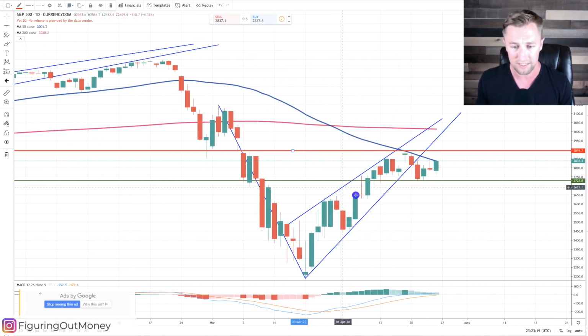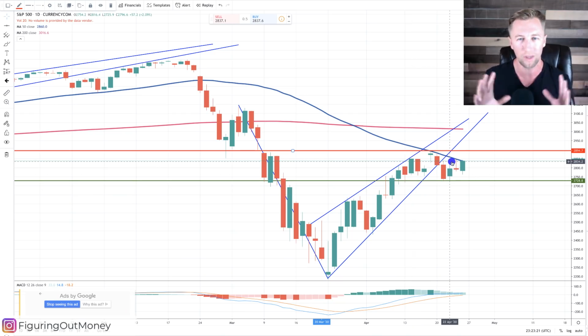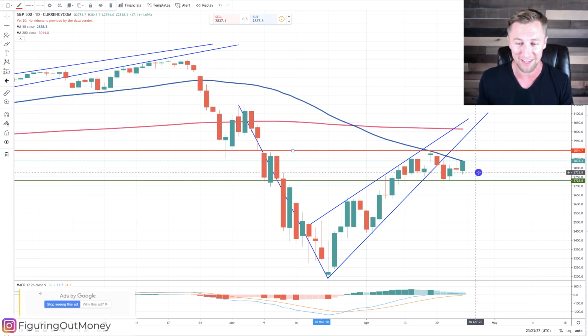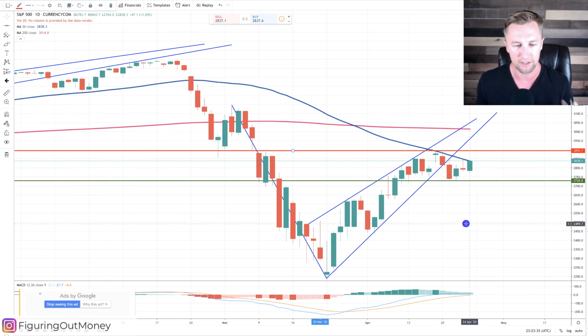So this market right now has been coiling within this channel, which basically says, hey, when we get a break either way, it's going to be moving, and it could be moving pretty significantly. So let's go ahead and look at the pattern that is forming. This right here is an ascending wedge.